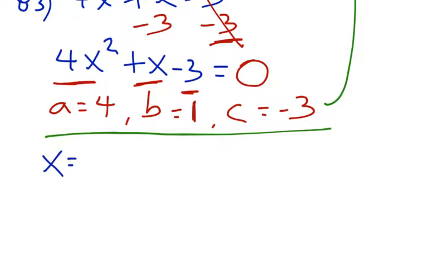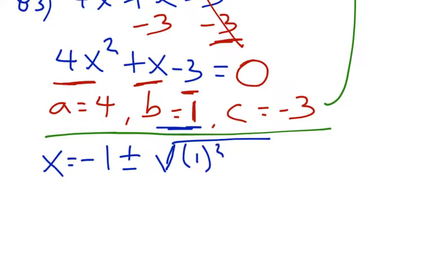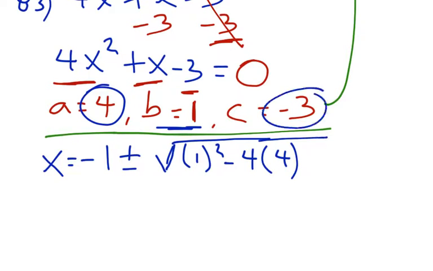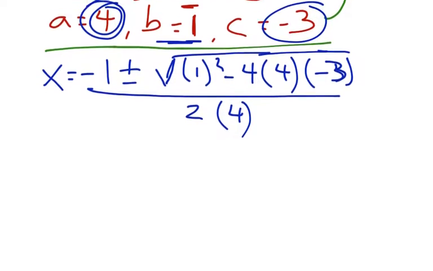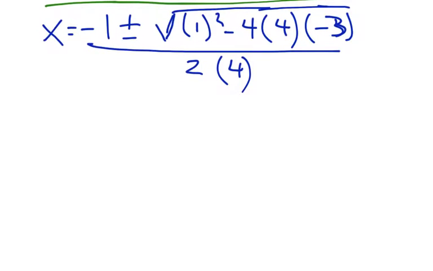Alright, so it's negative b. In my case, b is 1. So I have negative 1 plus or minus b squared, so I have 1 squared minus 4 times a times c, all that divided by 2 times a, which is 4. I just replace those values into the formula. Now it's time to do math.